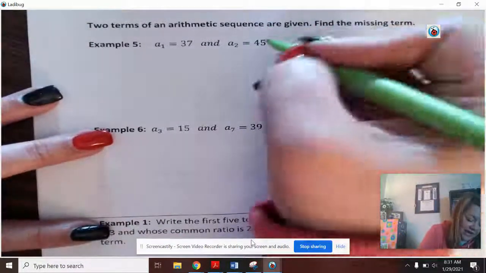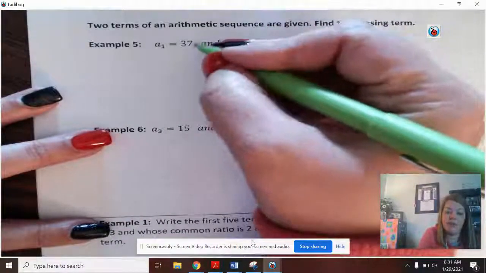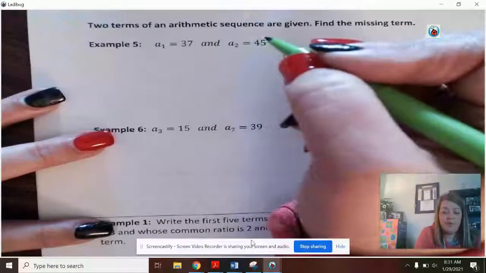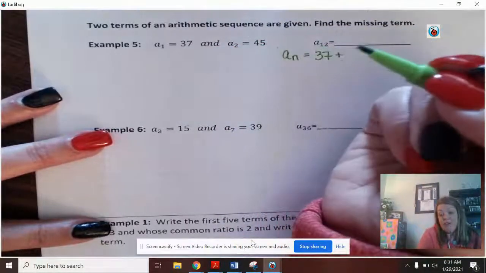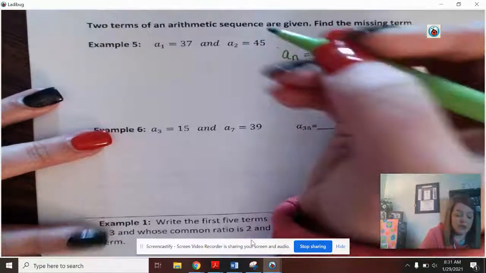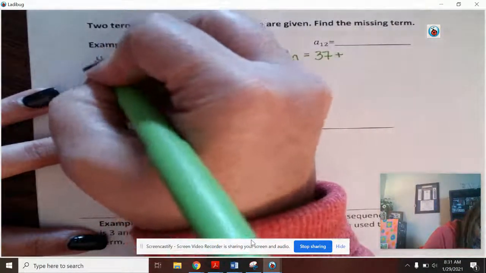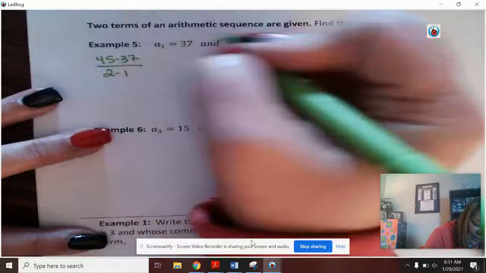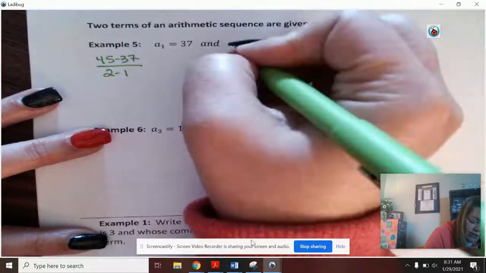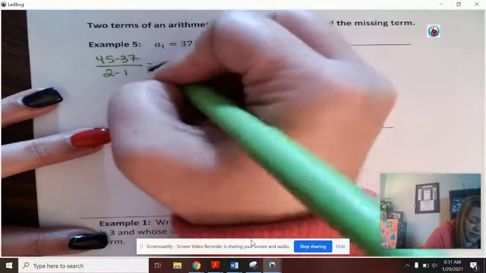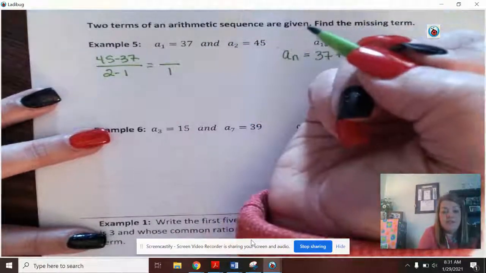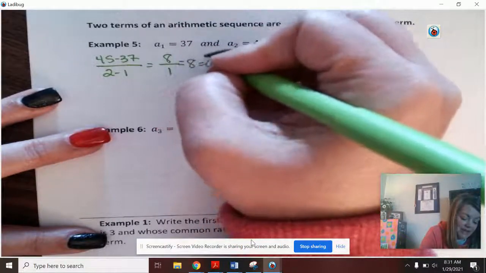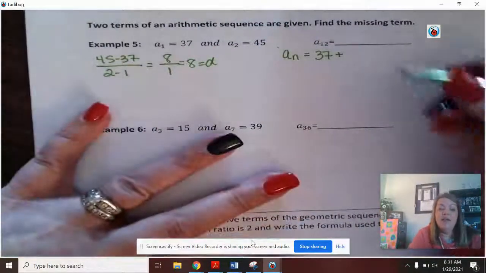You can either figure out how you get from 37 to 45 because these two terms are one right after the other. But if you don't realize that, you can use this formula every time. So it works all the time. So I can really quick do 45 minus 37 over 2 minus 1. 2 minus 1 is 1. 45 minus 37 is 8. Okay, so 8 over 1 is 8. There's my d.